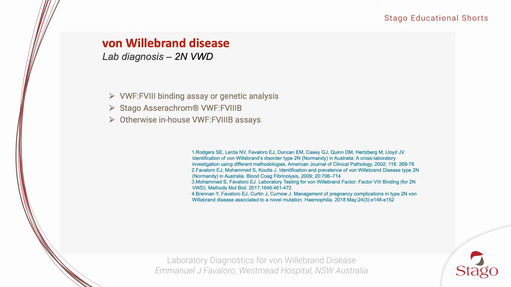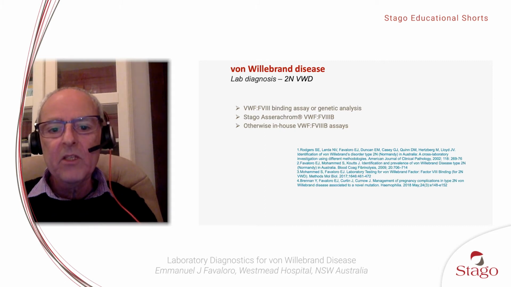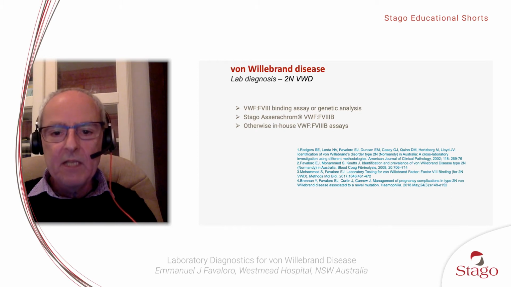So it's important to also identify type 2N von Willebrand disease. Type 2N von Willebrand disease is where you see a loss of factor VIII binding to von Willebrand factor that gives you a loss of factor VIII activity in plasma. And these patients actually phenotypically look a little bit like patients with hemophilia A. The only way to distinguish patients with hemophilia A and type 2N von Willebrand disease is either to perform a factor VIII binding assay or to undertake genetic analysis.